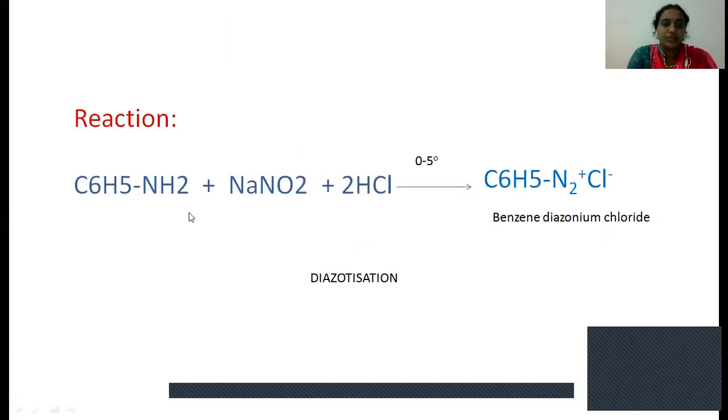Coming to the diazotization reaction, this compound is aniline. When it reacts with sodium nitrite in the presence of HCl at 0 to 5 degrees temperature, that means low temperature, the aniline forms benzene diazonium chloride. This is the benzene diazonium; N2 plus is called diazonium, and this is called chloride. This conversion of aniline to benzene diazonium chloride is called the diazotization reaction.